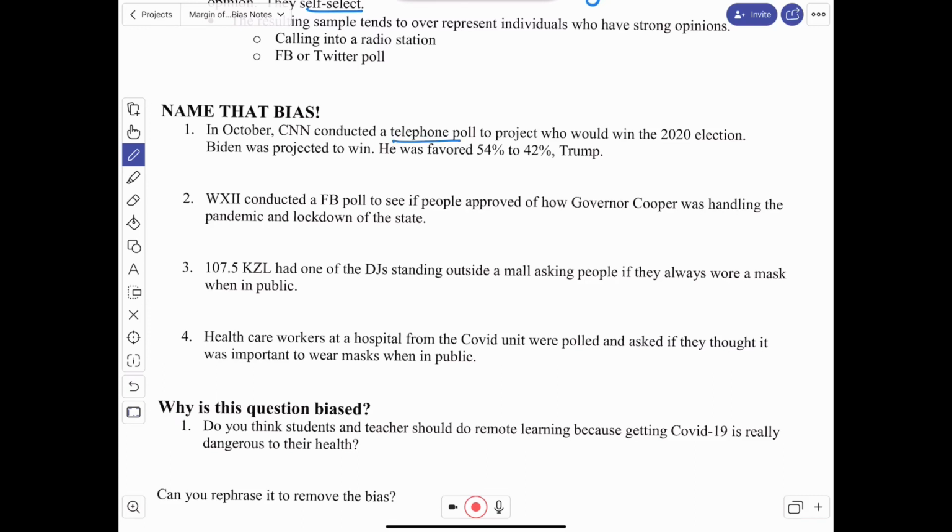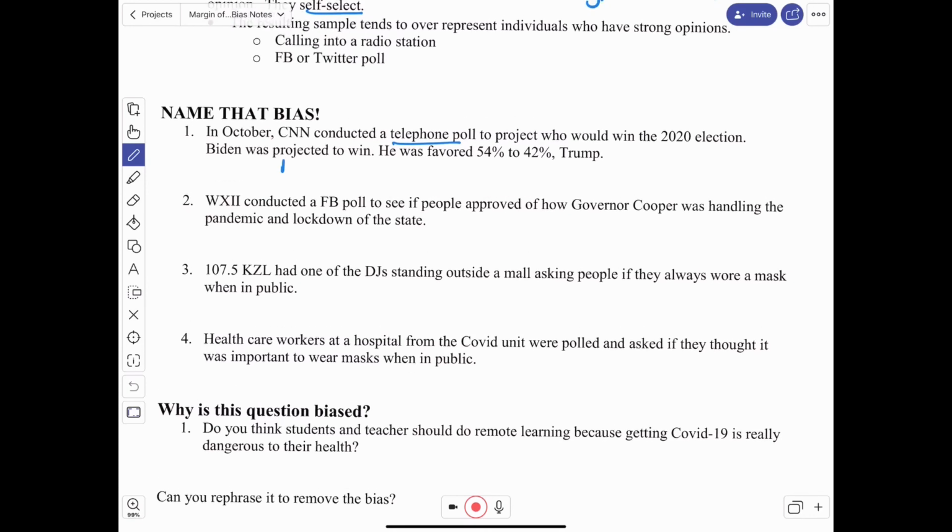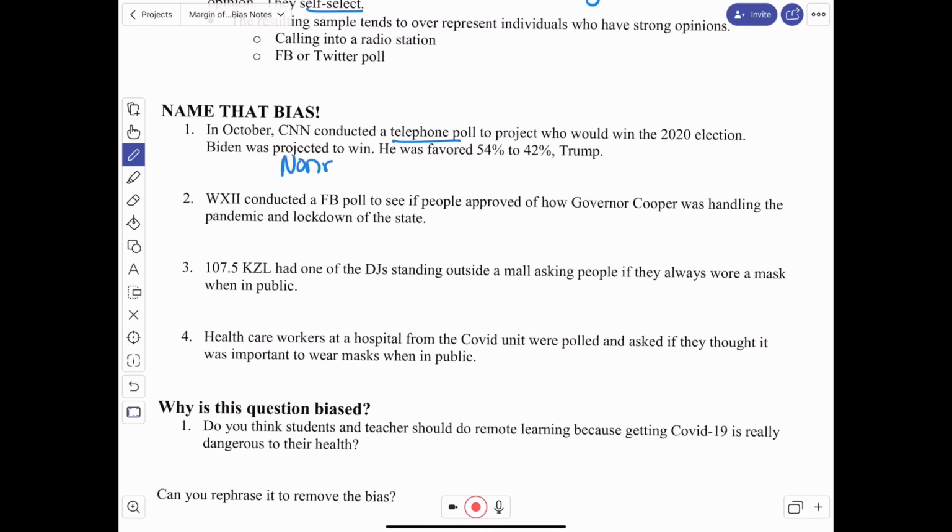Since this was a telephone poll, people could choose not to participate. Either they didn't answer, or maybe they answered and maybe they hung up, or maybe they didn't know. So obviously they didn't choose to answer. So this would be non-response.